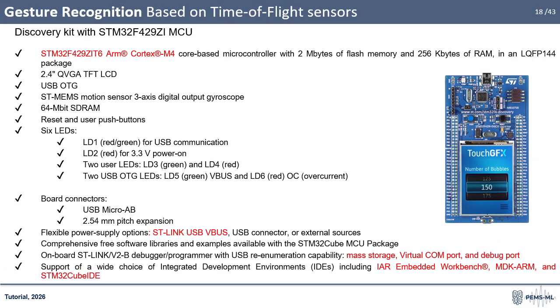The STM32F429 Discovery Kit is a discovery board from ST Microelectronics, a feature-rich development kit built around the high-performance STM32F429ZIT6 microcontroller with an ARM Cortex-M4 core, designed for beginners and experienced users to create graphics-intensive applications. The key characteristics of the board are summarized on the slide.